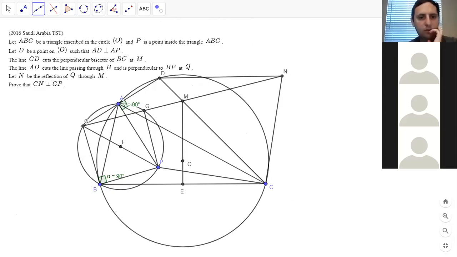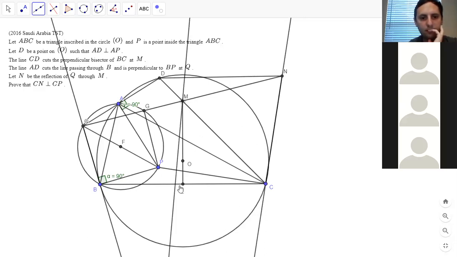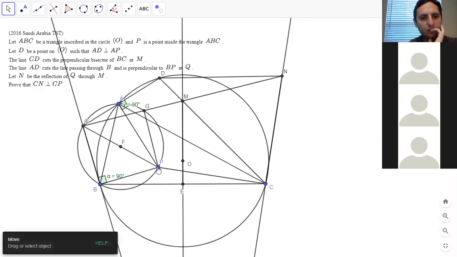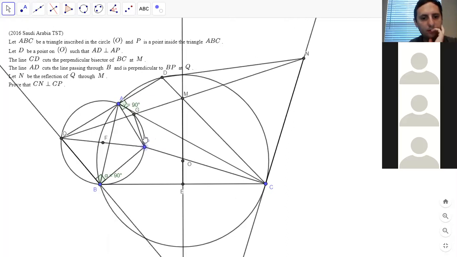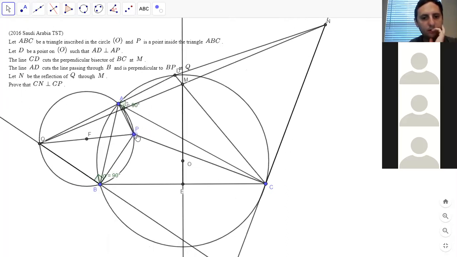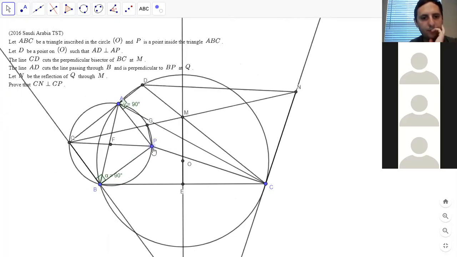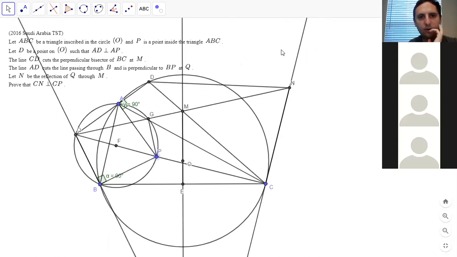Can you extend the line QB, ME, and NC? QB and MC? Yeah, QB, ME, and NC. Let's see if they concur. I'm not sure. I don't think they do because there's so much flexibility. Yeah, they don't concur.